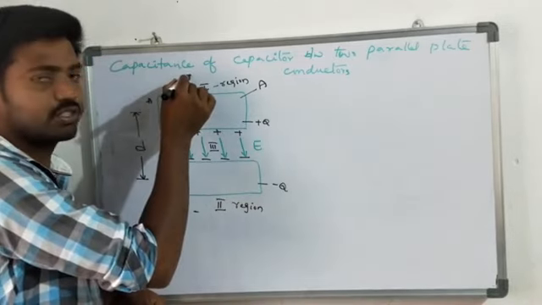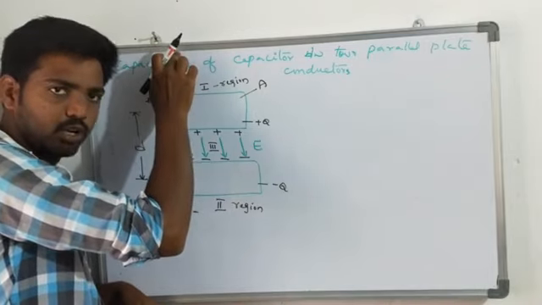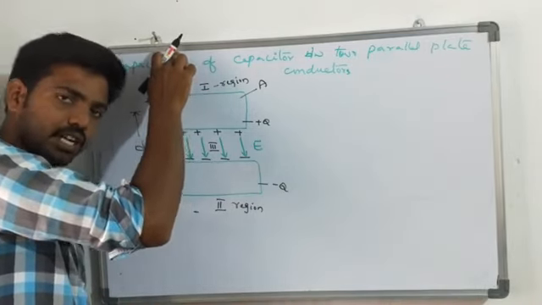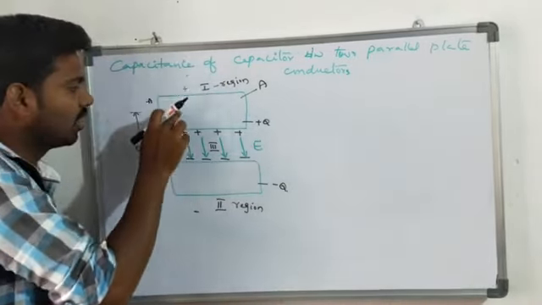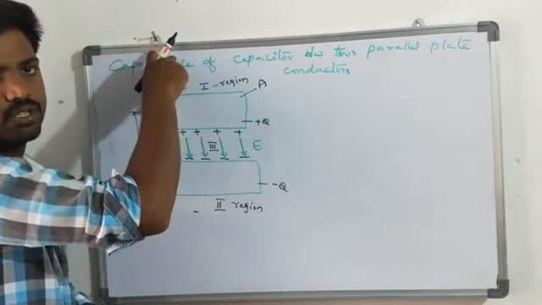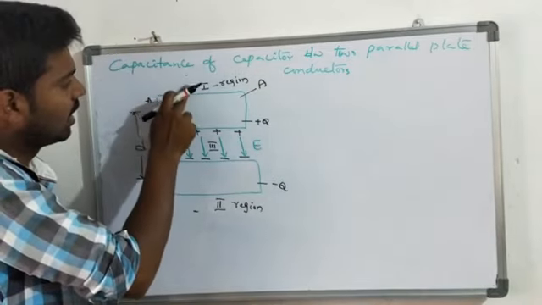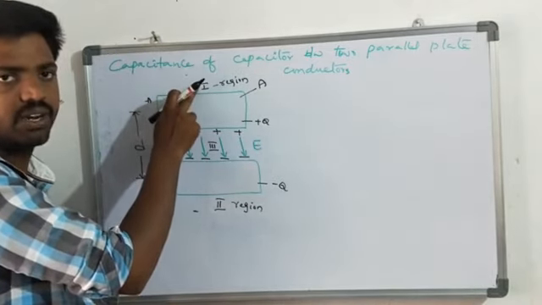But here there is no electric field. If this side is positive and that side is negative, an electric field is induced between them. But here there is only one plate, and on this side there is no other plate, so there is no positive or negative charge. If there is no charge, there is no induced electric field. So in region 1, the electric field is 0.